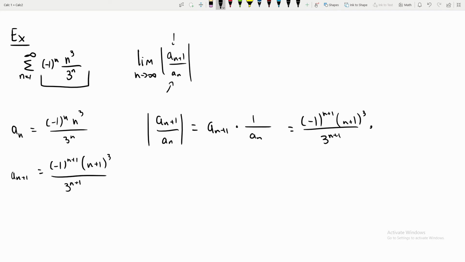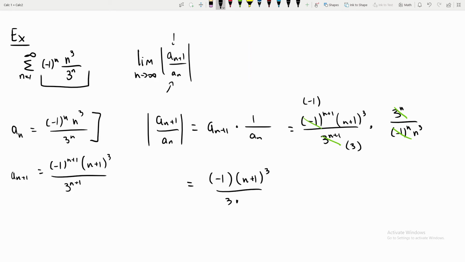Now we want to multiply by 1 over a of n. Basically, we're just going to flip this fraction. So it's going to be 3 to the n over minus 1 to the n times n cubed. Now we can already see how this term and this term will cancel out, leaving us with just a single minus 1. And this term and this term will cross out, leaving us with just a 3 over here, because this was n plus 1 and this was just n. So now this has simplified into minus 1 times n plus 1 cubed over 3 times n cubed.